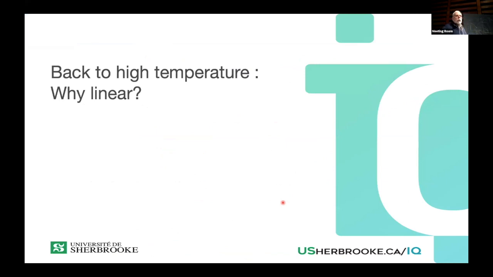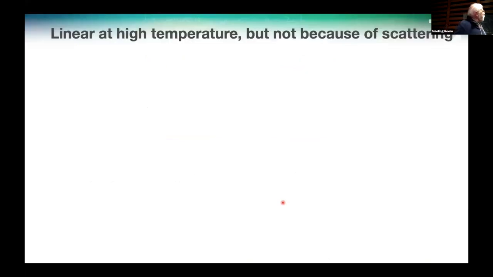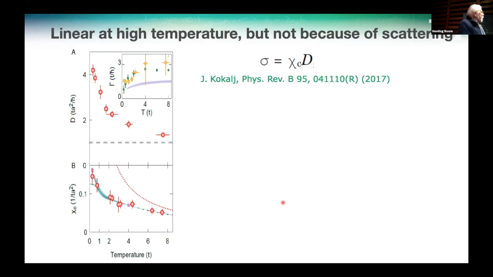So, back to high temperature. Why do we have a linear temperature dependence? Well, Wassim explained that earlier, and it's not because of scattering. The conductivity by the Nernst-Einstein relation is proportional to compressibility times diffusion constant. And you saw the experimental results. The diffusion limit is consistent with the Mott-Ioffe-Regel limit, which says that the mean free path can be shorter than the atomic distance.